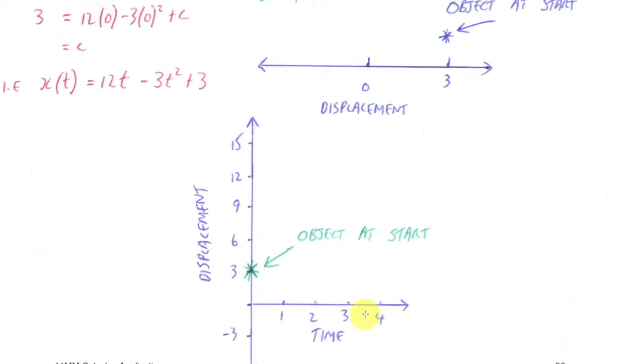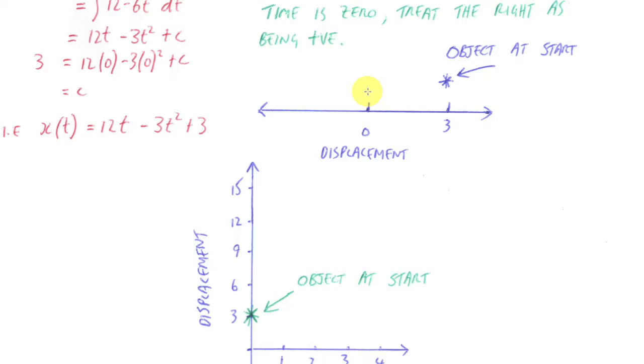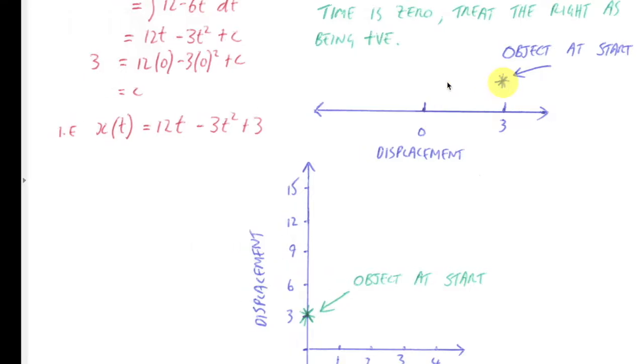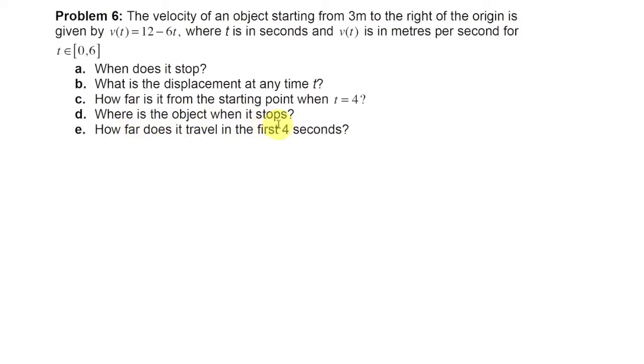Again, taking a look at our graph here for our displacement, that means that at the very beginning, here at time equaling 0, I travel up, and then 2 seconds later, I'm going to be 15 meters away from the origin, and then I'm going to come back, and at the 4-second mark, I've returned to the starting point, 3 meters away from the origin. So that tells us where the object is when it stops. It's at 15 meters to the right of the origin.